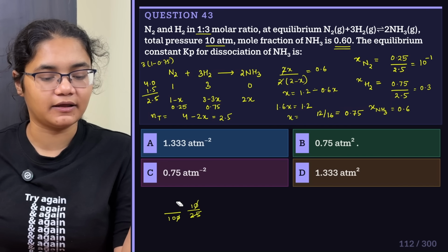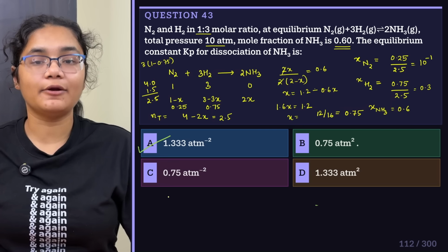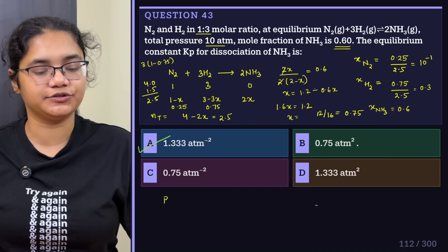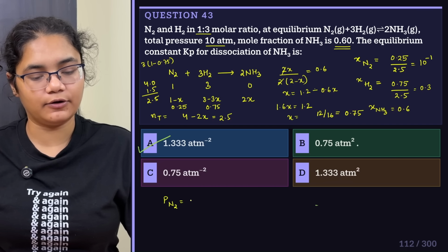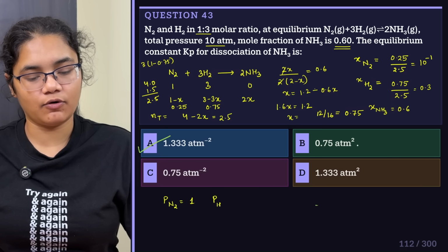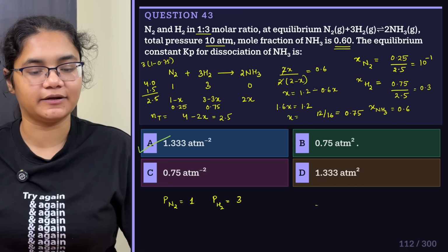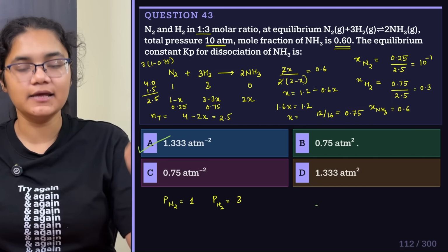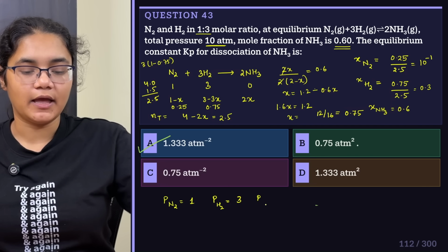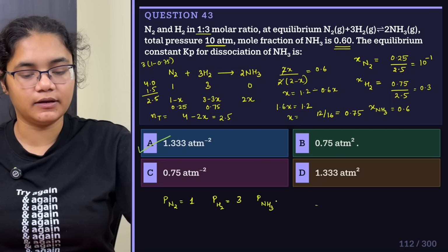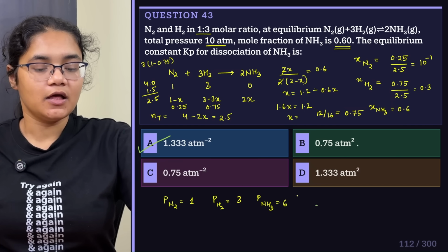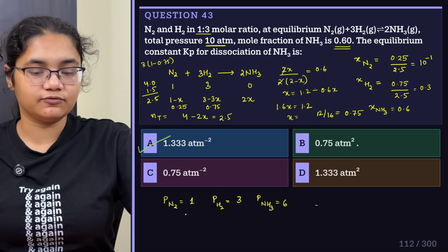Now what are the pressures for each of them? So you have to just multiply with 10 for all the values. Now let's see the partial pressures of each of these. So P of N2 will be 1 and P of H2 will be 0.3 into 10. So that is 3 because the total pressure is 10 atm, right? So you have to multiply this pressure with the mole fraction, and P of NH3 will be equal to 6 here. So now what we have is this formula for Kp.